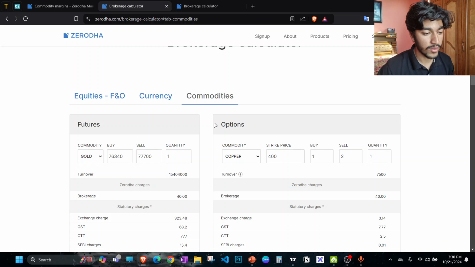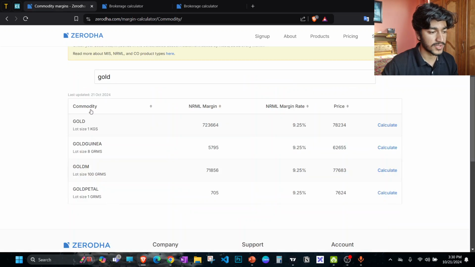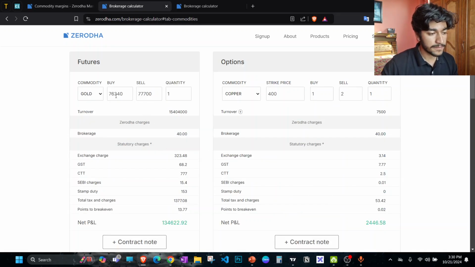Just to give you an example here, this is the brokerage calculator, and here you can also estimate the PNL. Let's say you traded one lot of gold, which has a lot size of 1 kg, so you're buying around 70 lakh or something around that level.